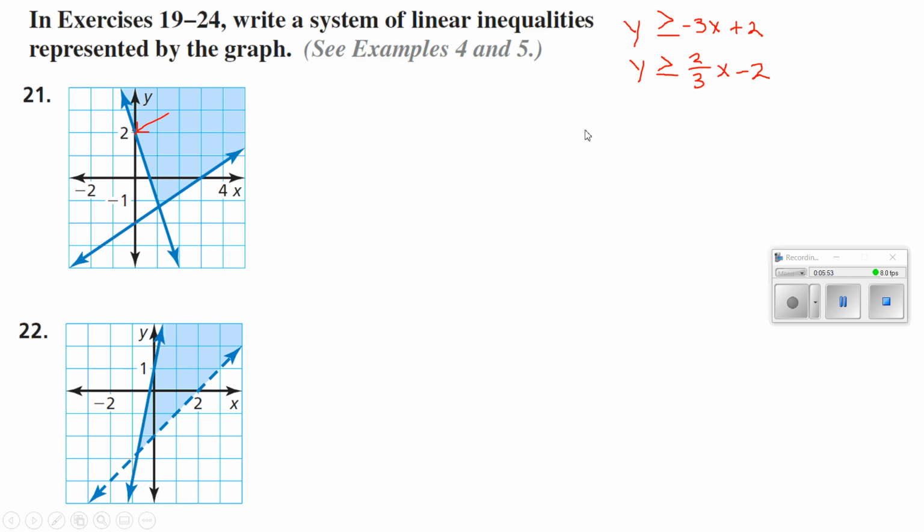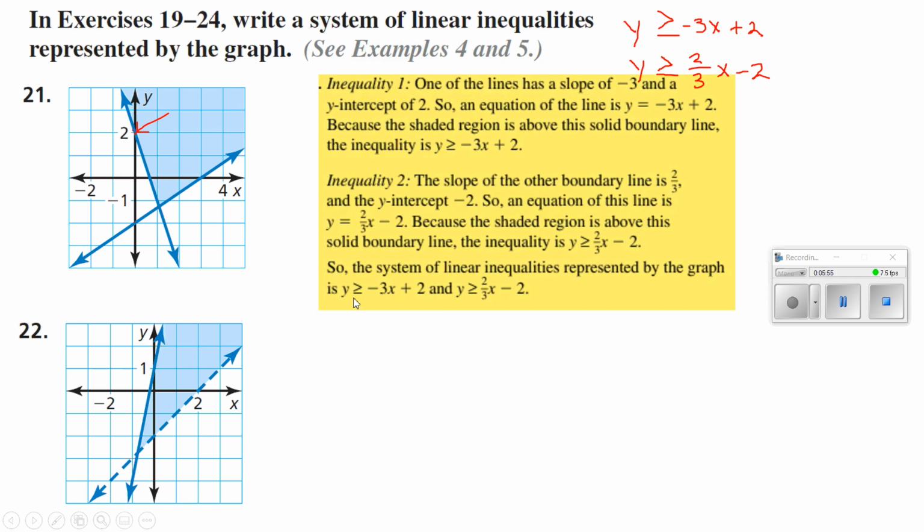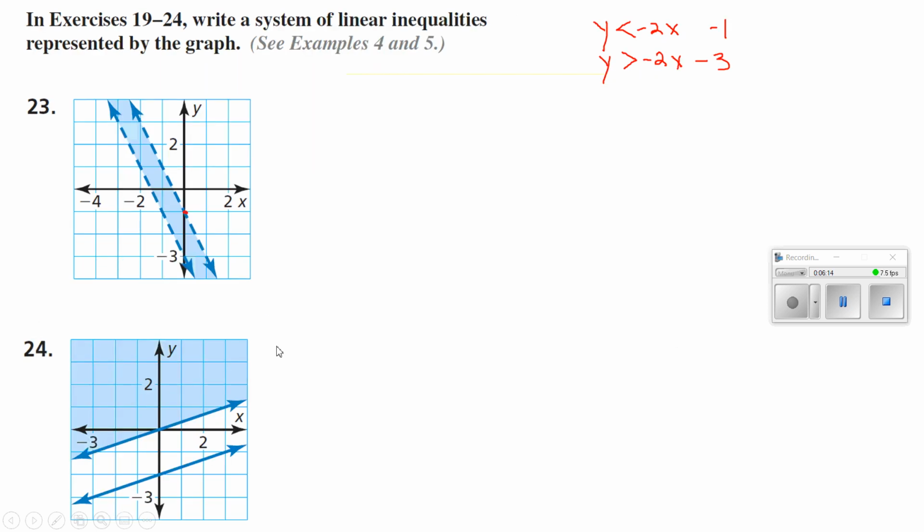Let's see how I did. It says right here, y is greater than or equal to negative 3x plus 2, and y is greater than or equal to 2/3 x minus 2. Looks like I nailed it. All right, number 22 is for you to do.